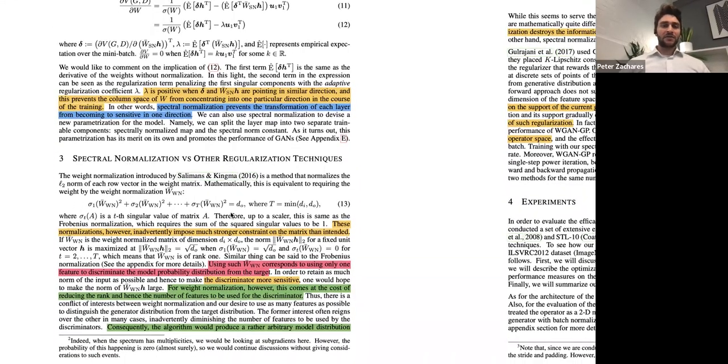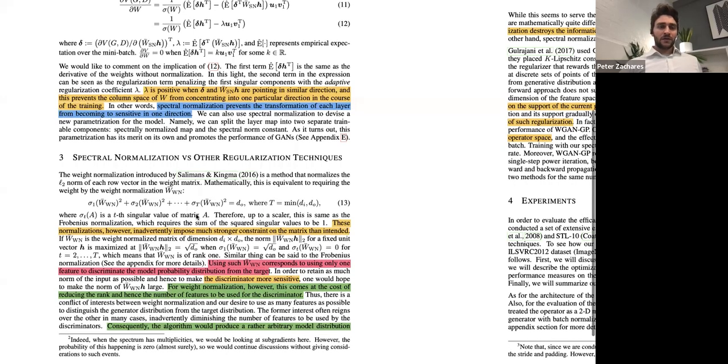And then they talk about spectral normalization versus a number of other techniques out there. The first one is weight normalization, and they say it's a method that normalizes the L2 norm of each row vector in the weight matrix, and they basically say that therefore, up to the scalar, this is the same as Frobenius normalization, which requires the sum of the squared singular values to be 1. And they're basically saying these normalizations, however, inadvertently impose much stronger constraints on the weight matrix than intended.